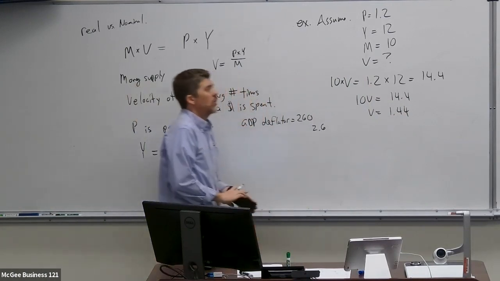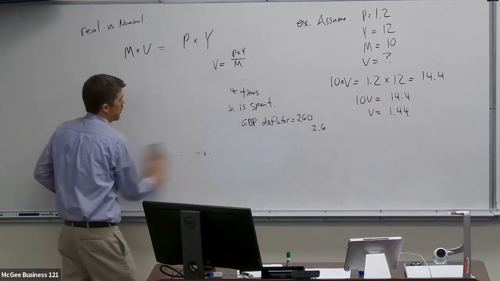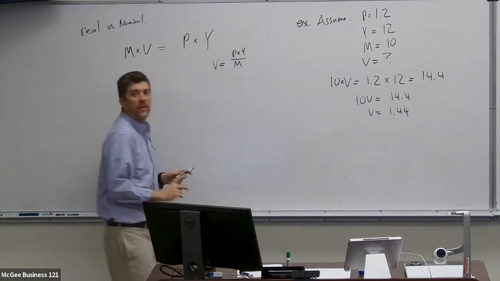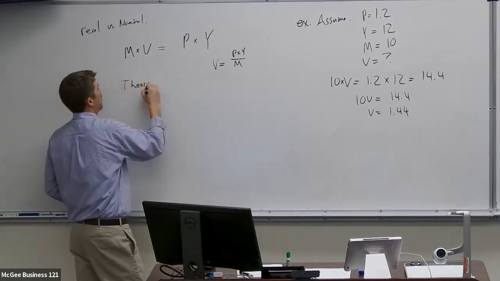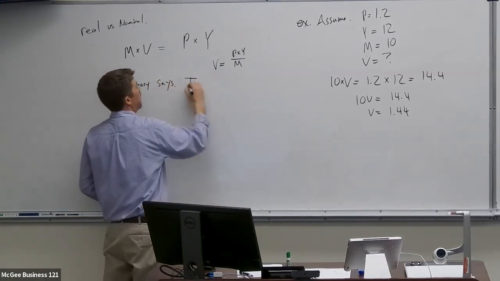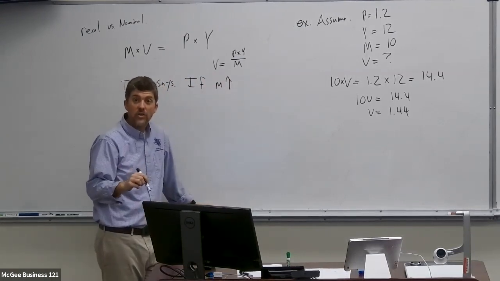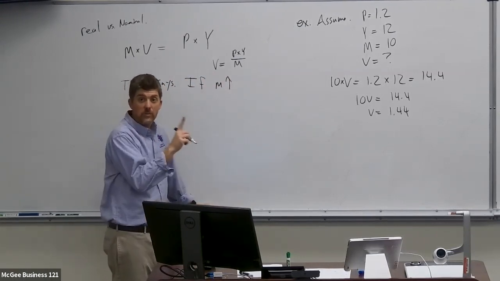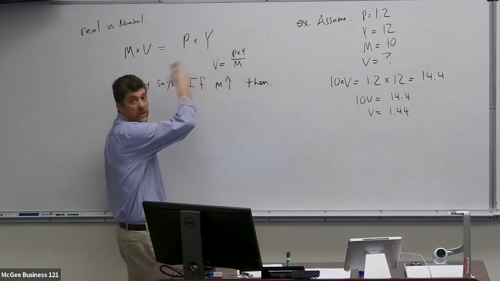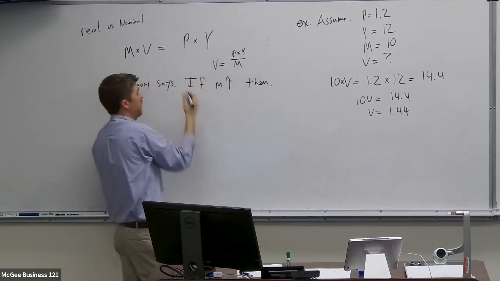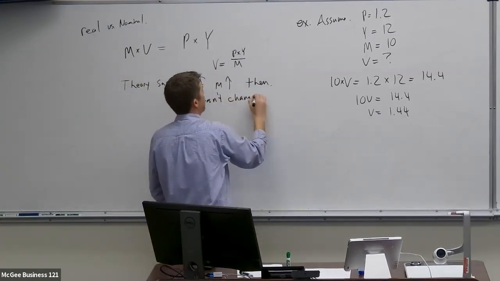All right? So what is this? How can we use this to show this theory of money neutrality? And the theory says if M goes up, real things don't change, only nominal things change. So this is what the theory says. If M goes up, then of these variables, V doesn't change. That's not a real variable.